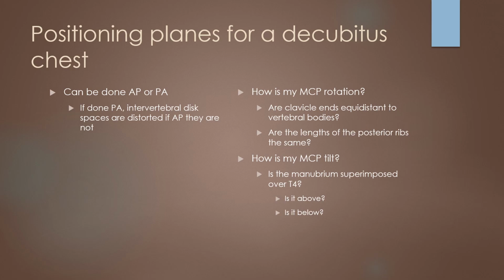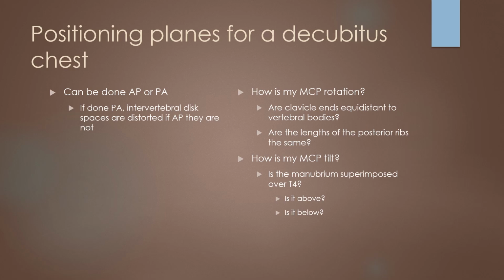Okay, so we talked about how this can be done PA or AP. If it's done PA, that is going to cause us to see the intervertebral disc space is a little bit distorted, whereas in AP it will not. When we're looking at how we did for our mid-coronal plane rotation, we're going to again assess those SC joints being equidistant from the vertebral column, making sure that the ribs are symmetric, and then making sure that if we can see those spinous processes, that they are centered to the vertebra.